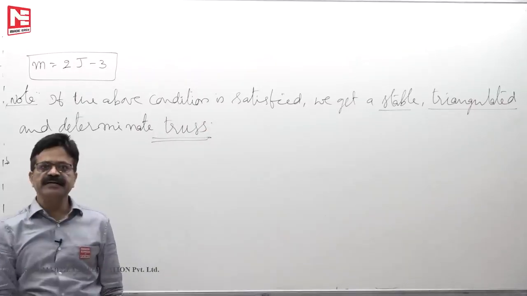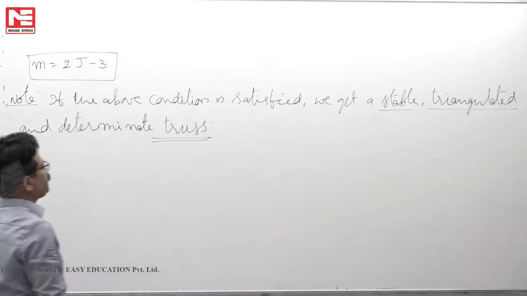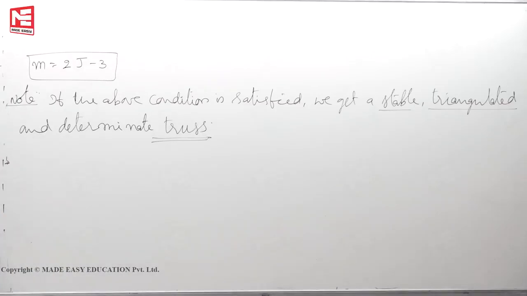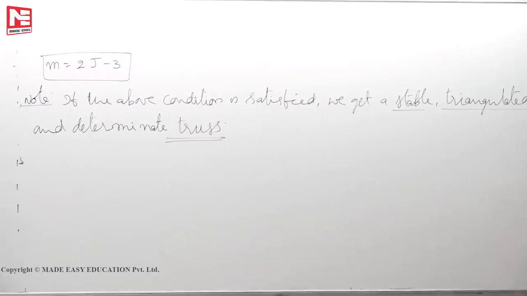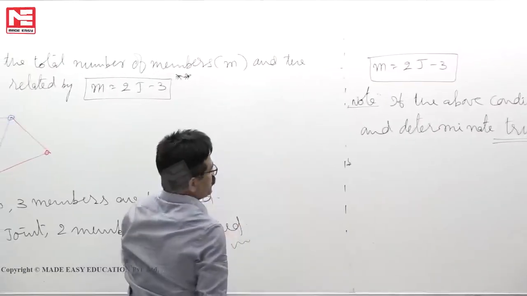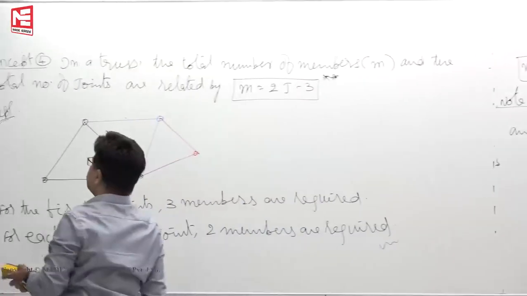Stable triangulated determinate truss. Okay. Now, having understood this one, how the members and joints are related, now we will see the analysis.